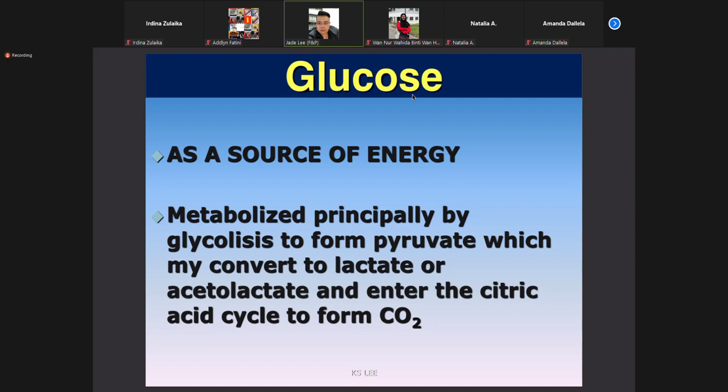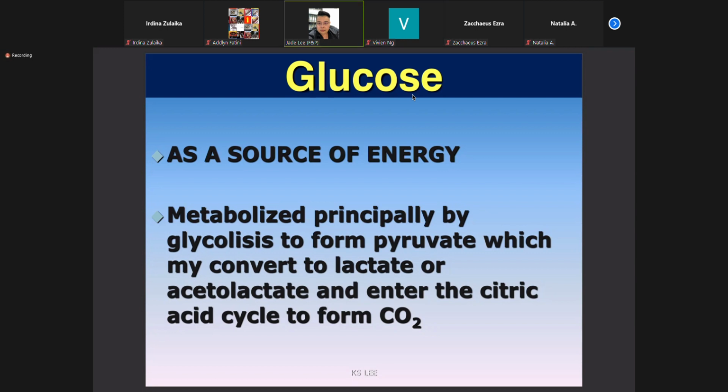What? No idea. What happens when glucose is being hydrolyzed? Carbon dioxide and water. Okay, that's very good. Perfect.